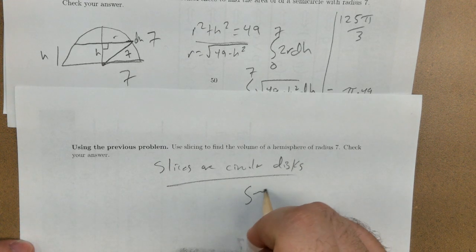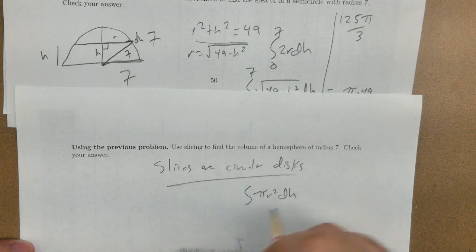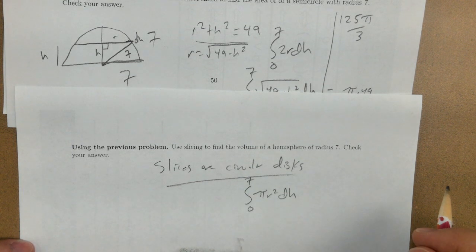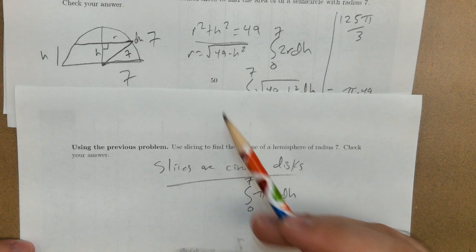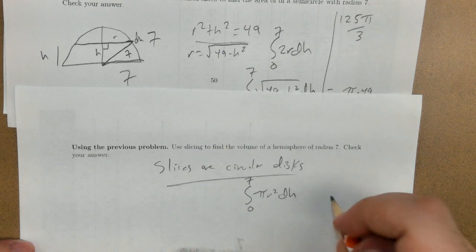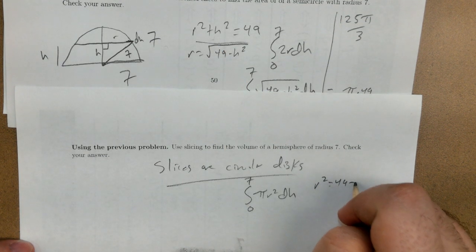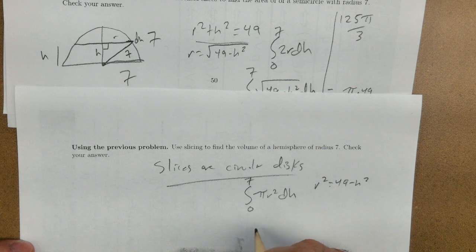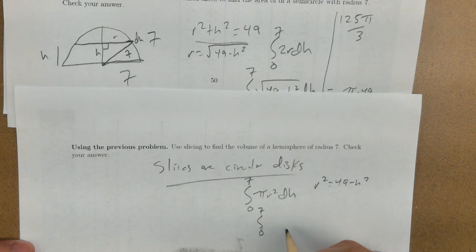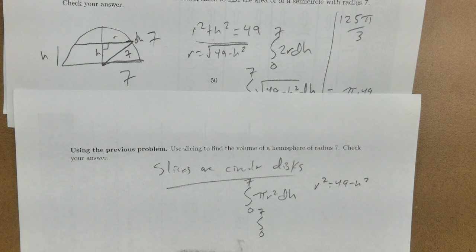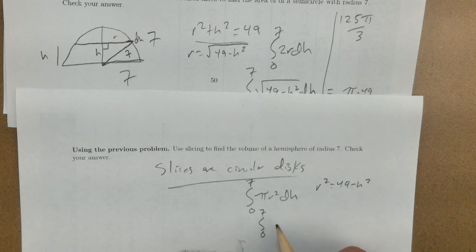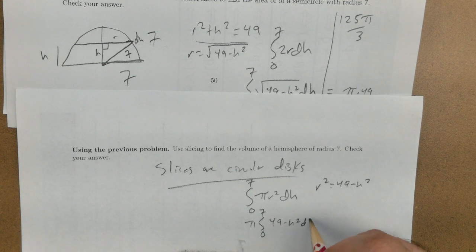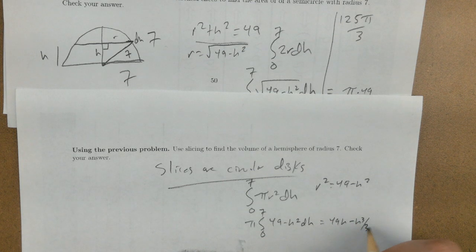So I want pi r squared dh from 0 to 7. This looks like the problem for cones, except my r and my h relate differently. I have this formula up here. So now r squared is just 49 minus h squared, and I don't have to do any trig sub, which is nice. So I'm just going to change r squared to 49 minus h squared. I'll put the pi on the outside. This is dh. So 49h minus h cubed over 3, 0 to 7, all times pi.